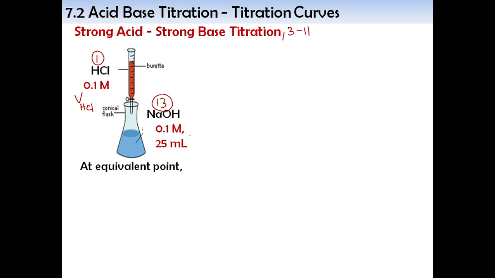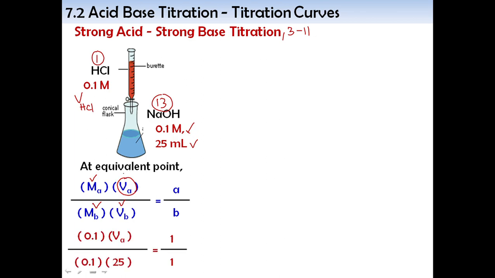Jadi, kita boleh guna MAVA MBVB equals to A over B. So, untuk yang ini awak ada apa? Awak ada MBVB. Kenapa ada B? Because this is base. Jadinya yang ini ada, boleh substitute. Okay, molarity of acid ada. So, awak nak cari volume of acid. So, masukkanlah. So, dia masih 1 kepada 1.